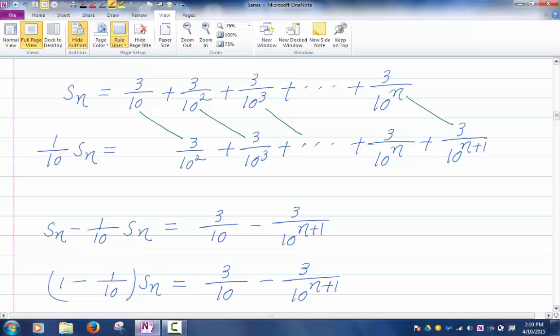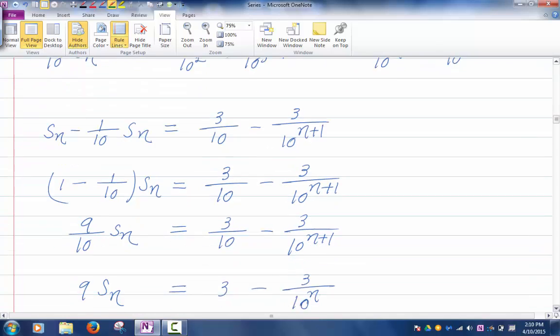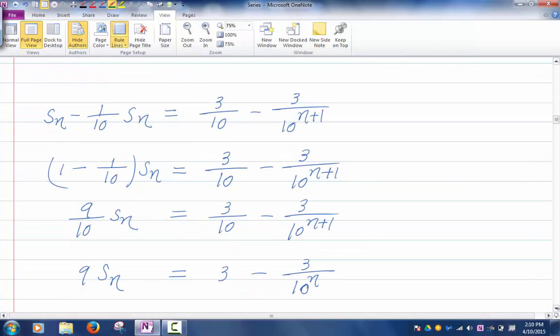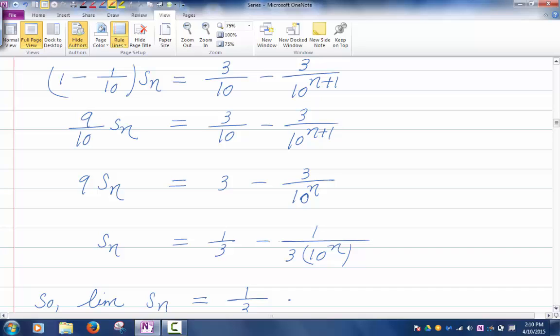Okay. Now, what is Sn minus 1/10 Sn? Well, that is basically 9/10 Sn, right? 1 minus 1 over 10, that's 9/10. So I still have the same right-hand side. And finally, I'm going to solve for Sn. How would I solve for Sn? Multiply both sides by 10 and then divide by 9. So multiply both sides by 10, you get 3 minus 3 over 10 to the n, and then Sn would be 1/3 minus 1/3 times 1 over 10 to the n.